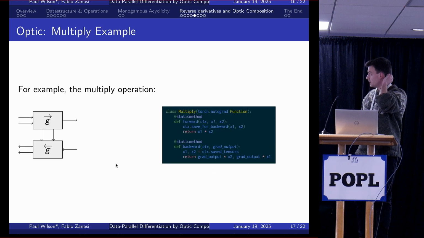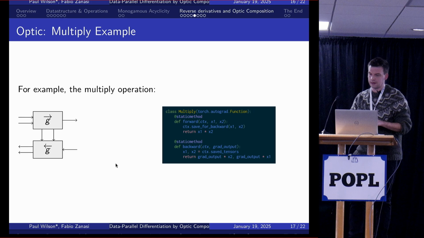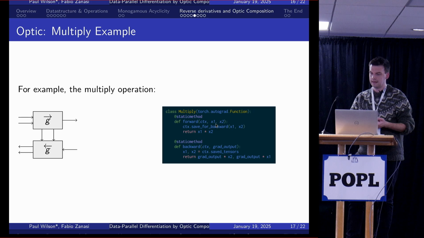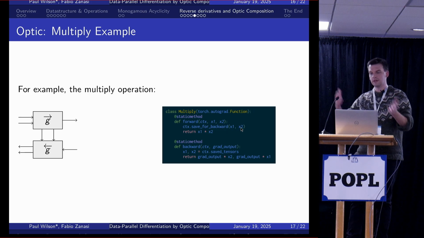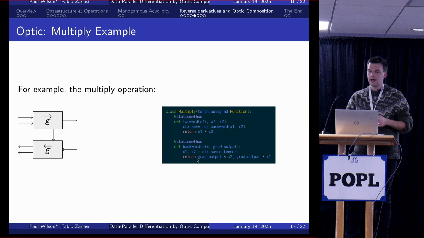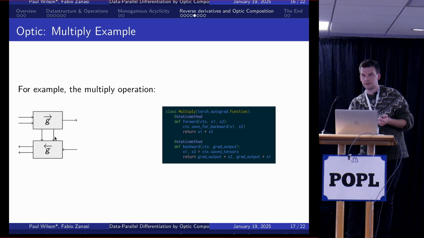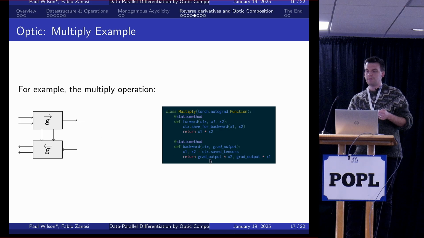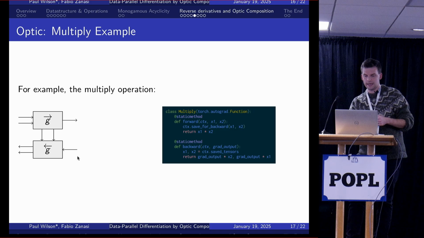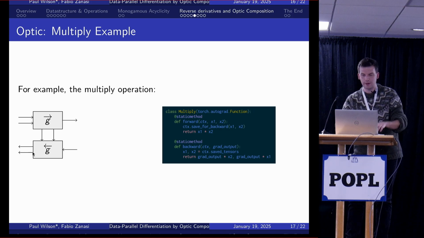And in terms of PyTorch, it actually lines up very, very nicely with PyTorch, where you might write a forward map. So this is for multiply, taking x1, x2, multiplying them together. That's the output. And you also have this residual communication where you save x1 and x2 for the reverse pass. Now your backward map takes that context. So this would be x1 and x2 on these wires, and it will multiply your gradient output coming in here by x2 and also by x1 on the second output wire.